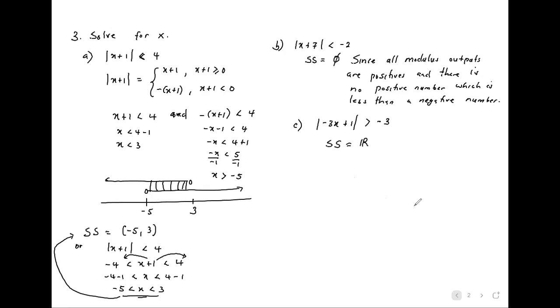What's the difference between question B and C? Question B is saying the modulus is less than a negative number. We are saying it's not possible. So there's no value of x that can make the modulus less than a negative number. Question C is saying the modulus is bigger than a negative number. We are saying that is true for all real numbers.